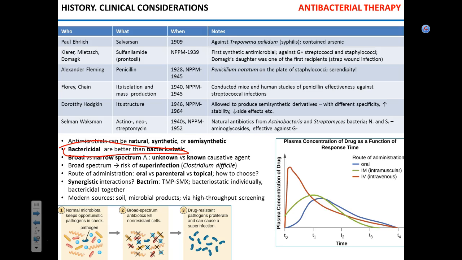Now, the spectrum of action. Obviously, antibiotics can be broad spectrum and narrow spectrum, and each of those classes has its own advantages. What is the advantage of broad spectrum antibiotic? What do you think? Can treat more, so if you don't know what the patient has, you can throw in a broad spectrum antibiotic. What is the disadvantage of broad spectrum?